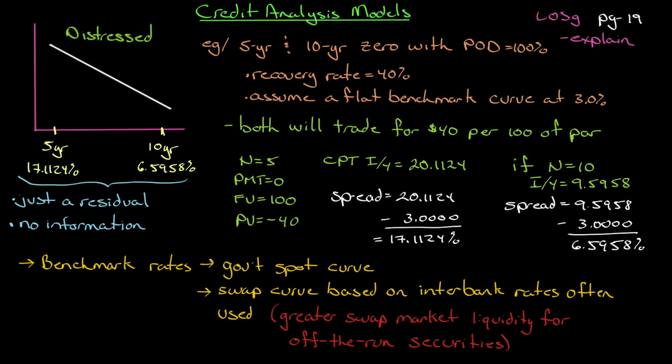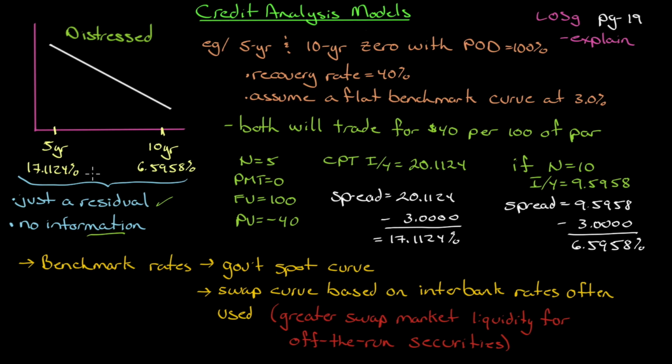the downward sloping term structure of credit spreads for distressed securities. And let's make our conclusion up front. This is just a residual. There is no information in this curve at all. If we look at the 5-year, it has a credit spread of 17.1124%. The 10-year, 6.5958%. That means nothing.